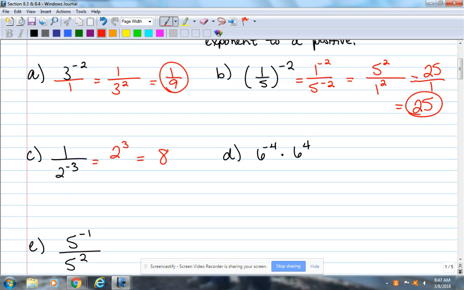There's 2 ways you can do problem D. About to spill my cough. You see me? I was fast with my left hand. That's amazing. That's a miracle.